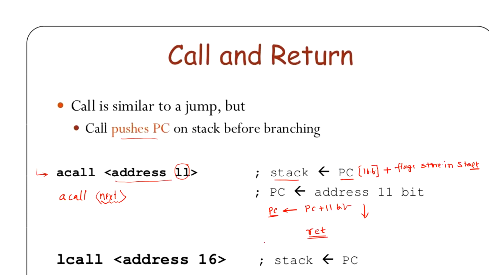I will discuss later how this will be executed. Similarly, we have the long call instruction, LCALL. In the long call, the address specified in the call instruction is 16-bit. Similarly, when the program counter encounters this LCALL, your program counter address is stored into the stack as well as all the flags, and your program counter is added with the 16-bit address and jumps to the particular location.